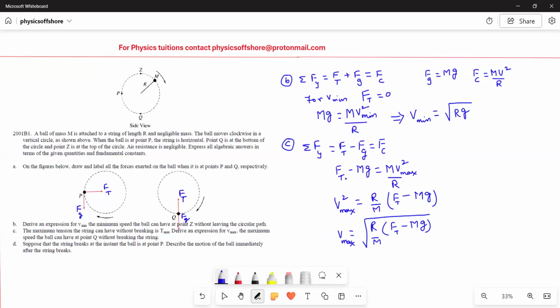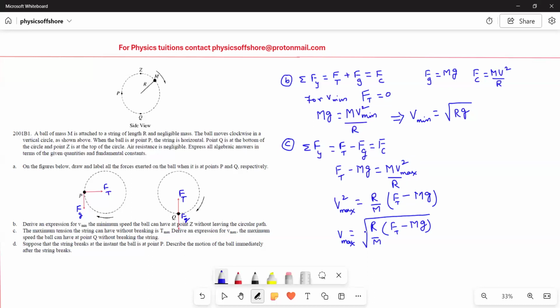Next, we are asked to derive an expression for the maximum speed when the ball is at Q. At Q, the forces are tension upwards and gravity downwards. So the net force is towards the center. Ft minus Fg is equal to Fc. The difference in these two forces is the net force that contributes to the centripetal force. Therefore, Ft minus Fg is Ft minus mg and Fc is mv squared over r. Here we use v maximum, the maximum speed.